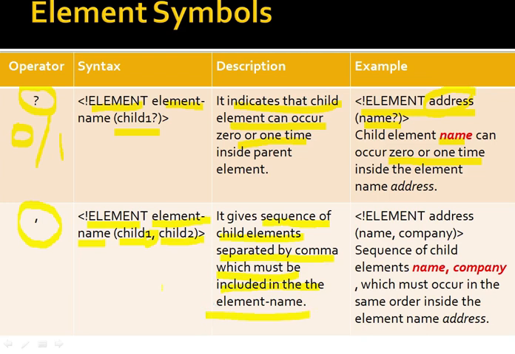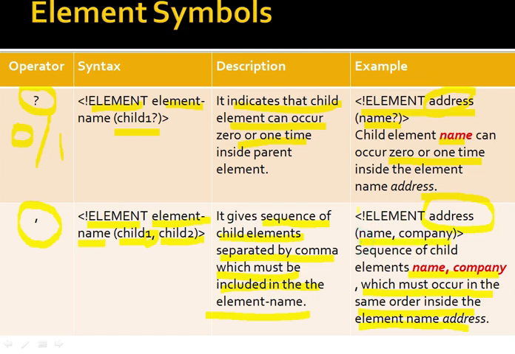If you see here, you have the root element address and the child elements. The sequence is name, comma, company, comma, place, and like that you can have more. That means a sequence of child elements: name, company, which must occur in the same order inside the element address. So when this address root element is used with the name, company, it should follow the same order. That is how it is declared in the element.